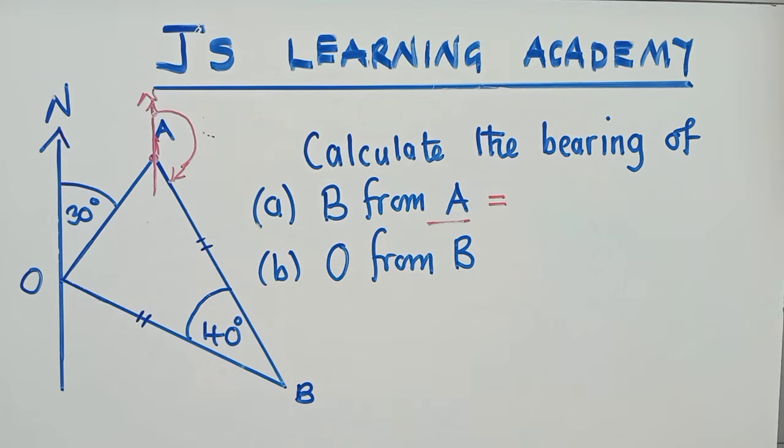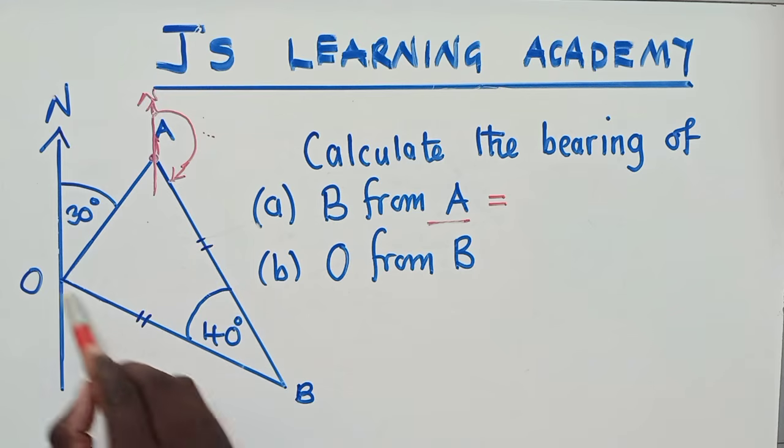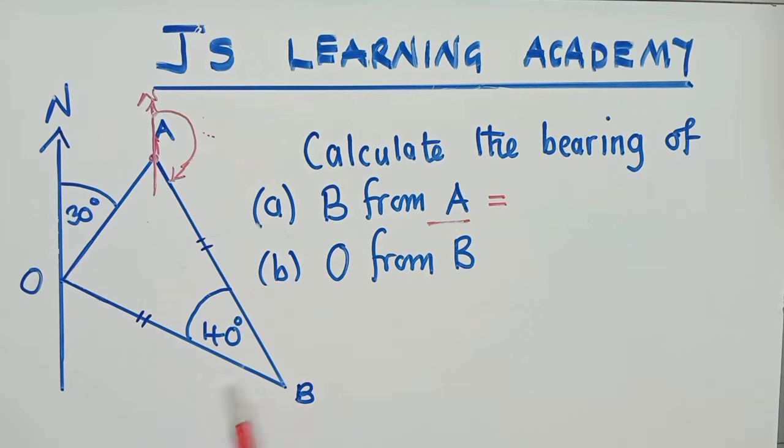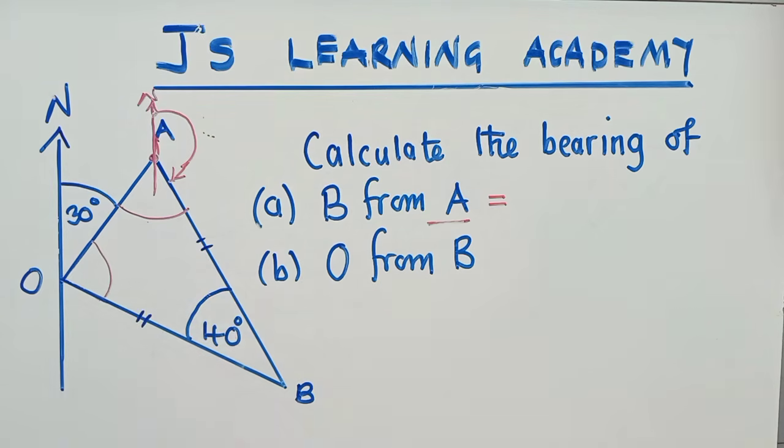So what are we going to do here? Here, if you can see, we're dealing with an isosceles triangle because of these sides. So this side is equal to this side. So we can find the angle inside here and the angle right here.